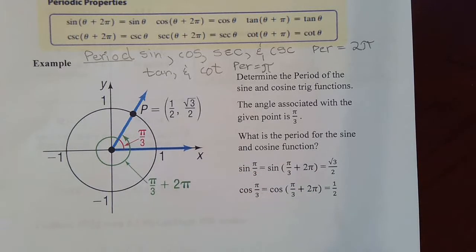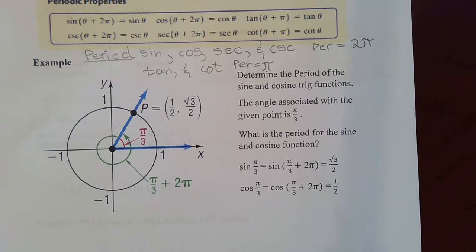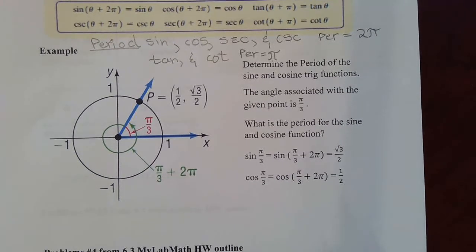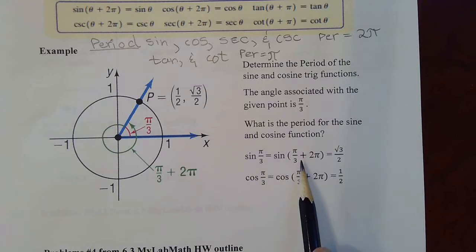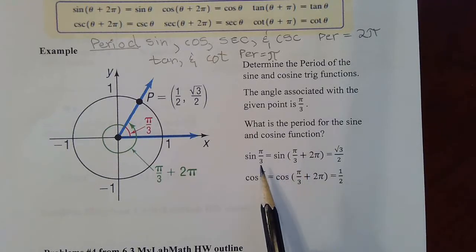Now I have an example here. Determine the period of the sine and cosine function. The angle associated with the given point is pi over 3. What is the period of the cosine function? But you already have that. So what we're saying here is that whatever the value for sine is at pi over 3, if you just add 2 pi to that, you're going to land right back on the pi over 3 location.